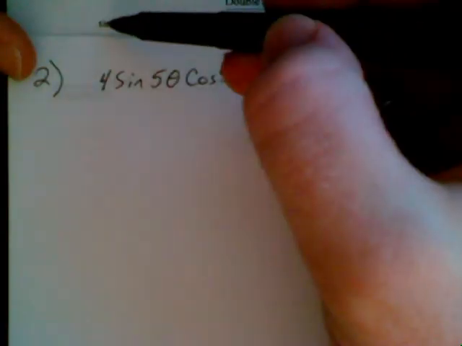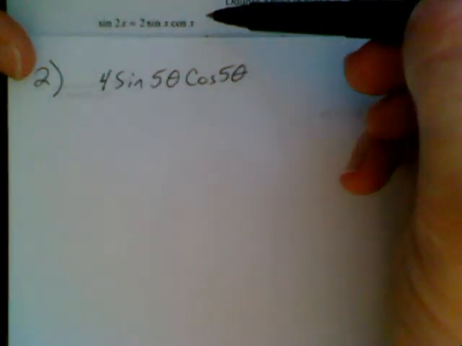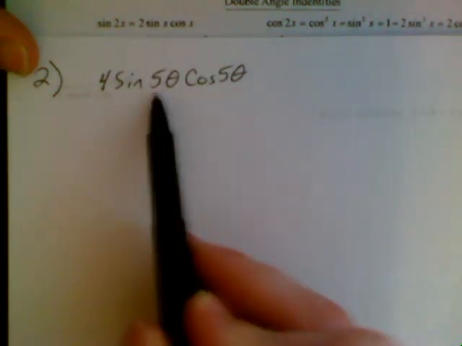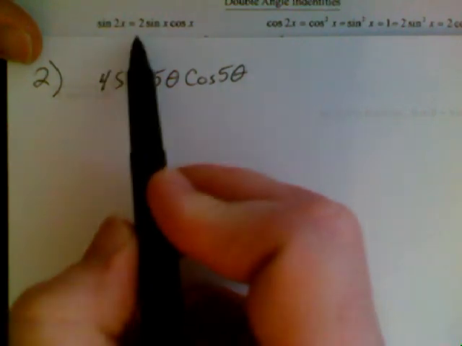When I look very closely at the two of these together, again, sine of 2x is equal to 2 sine of x cosine of x, and I have 4 sine of 5 theta cosine of 5 theta. These two angles are the same. The only thing that's awkward is the fact that this is a 4 and not a 2.